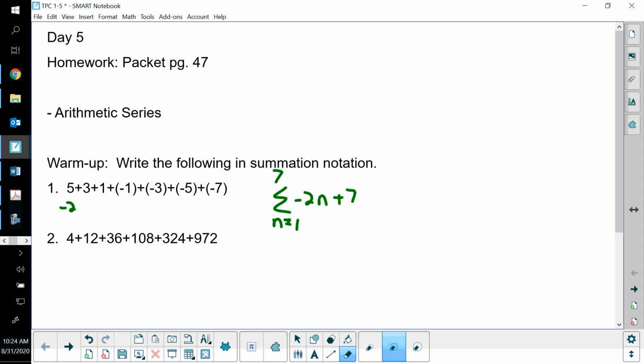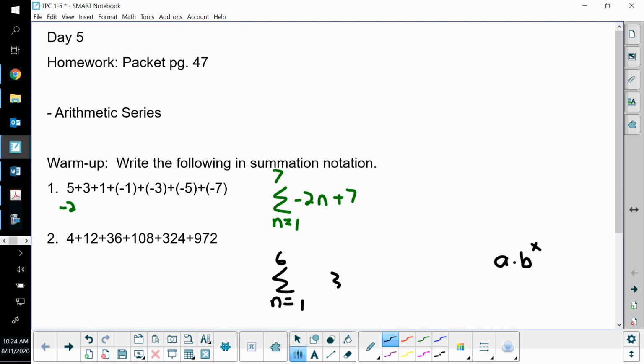In our next one, we'll again start with n equals 1. 1, 2, 3, 4, 5, 6 terms, so the 6 would go on top. Remember, if you're not starting with 1, it won't be the number of terms on top. You'll have to see where you would end up. This time our pattern is we're multiplying by 3 each time. So we want to think of something in an exponential form, a times b to the x, or a times b to the n in this case. And since we're multiplying by 3, we would have 3 to the n.